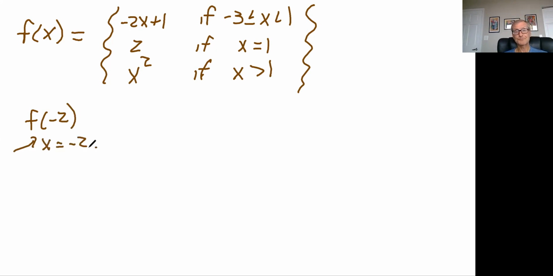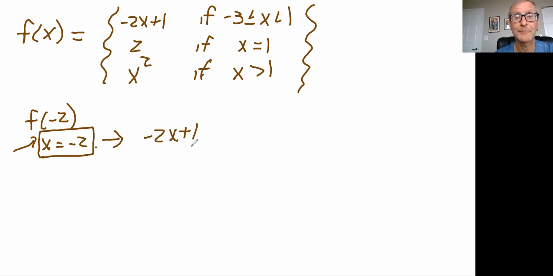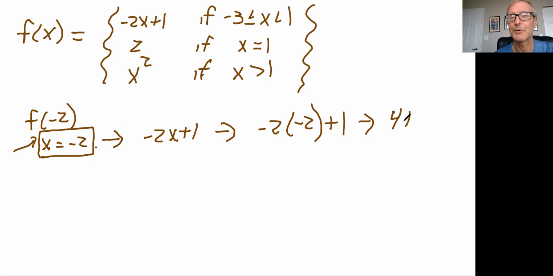So what you do is you figure out where this fits into one of these 3 categories for x. So I always start at the top and work my way down. So is -2 between -3 and 1? The answer is yes. So you would use the first equation of -2x plus 1, and basically you plug -2 in to see what you get. Wherever you see x, and so that would be -2 times -2 is 4. 4 plus 1 equals 5.